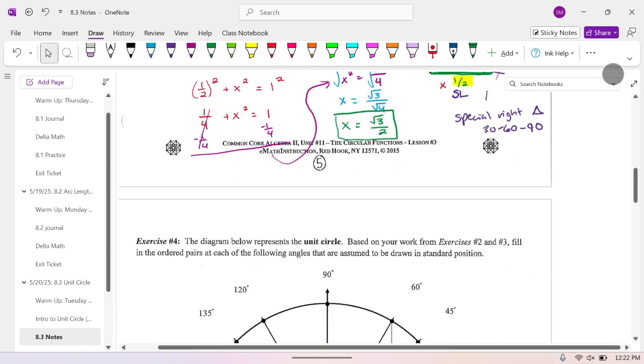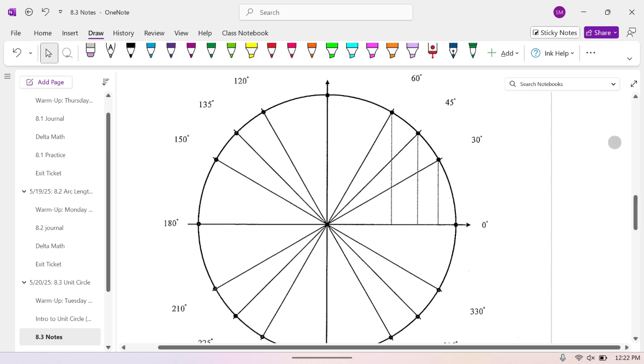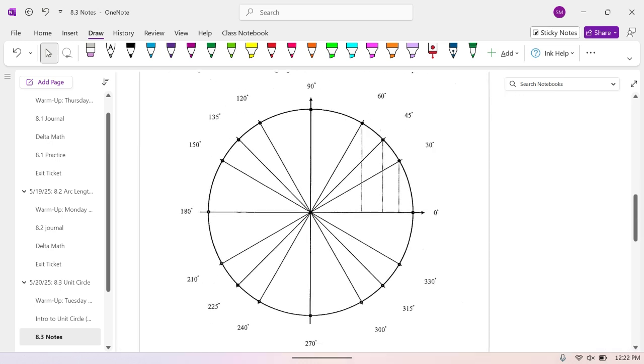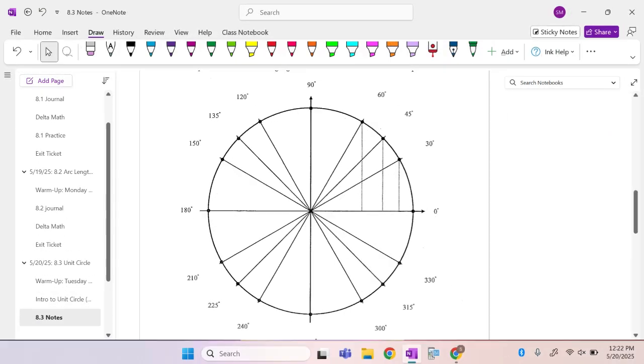So we go to our unit circle. All right. The unit circle is made up of special right triangles. So it's made up of 30, 60, 90 triangles, and it's made up of 45, 45, 90 triangles. So what we're going to do is figure out what all of these triangles are.